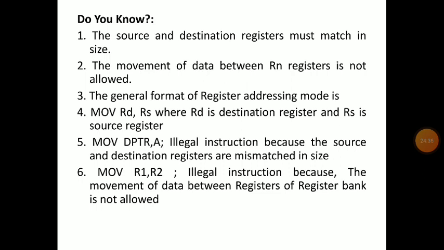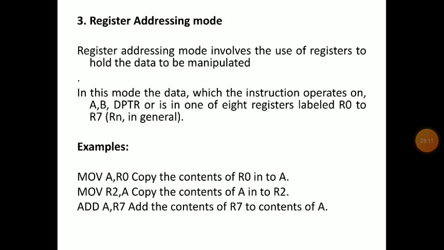Because in the register bank we have R0 to R7, 8 registers will be there. We may think that copying of this R0 to another register is possible, but it is not allowed in this addressing mode. MOV R1, R2; MOV R2, R1; MOV R3, R4. So those are all illegal instructions because it does not allow like that. So this is the register addressing mode.